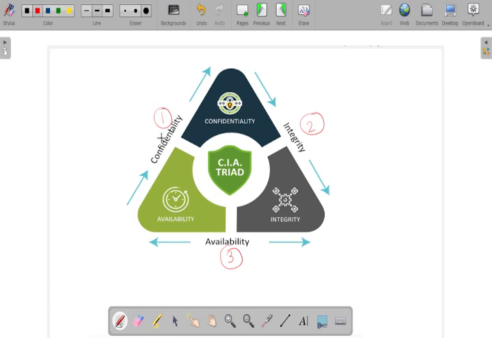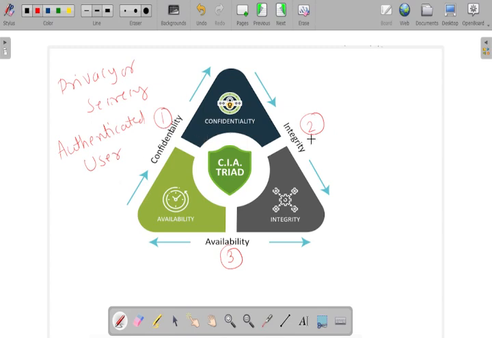The first one is confidentiality. Here we can maintain the privacy or secrecy of our information, so only an authenticated user can have access to your information. Any unauthorized party cannot access your confidential information due to this confidentiality security goal.